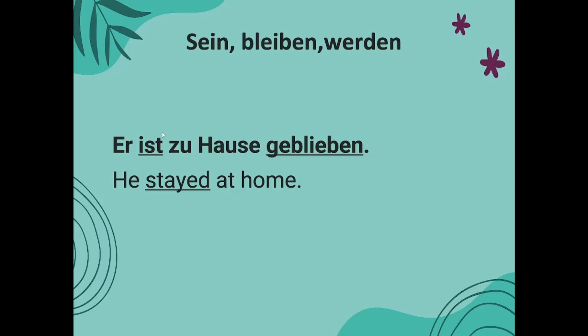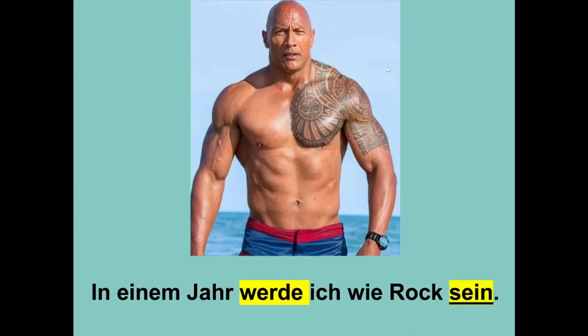So let's see a few more examples for haben, and how to remember this. SEIN, bleiben, werden. Werden is to become. So here is a good example. Whenever you want to say I want to become a doctor, I want to become a bodybuilder, or I want to become someone like this, then whenever you use werden, please use SEIN, to become or to be. In einem Jahr werde ich wie Rock sein. So whenever you use werde, then which verb? SEIN. You have to use SEIN, not haben.